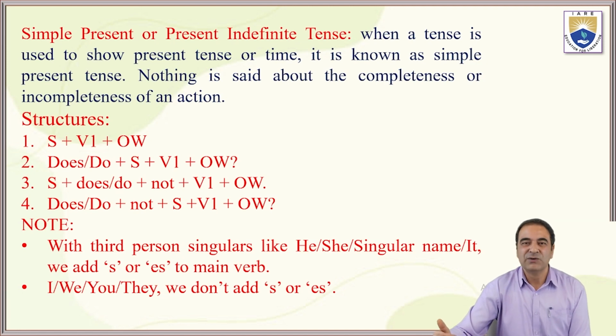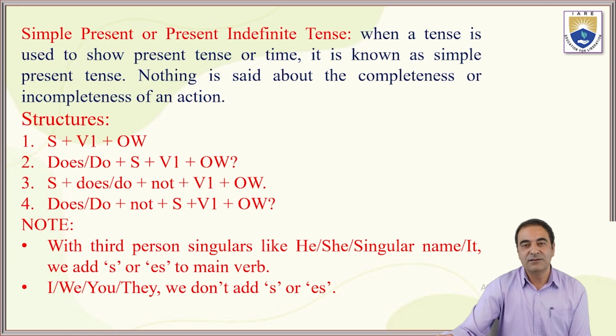That is, we don't know whether the action has just been completed in present or is continuous in present. We don't know from this tense. We know only one thing, that is time of an action is present. That's why nothing is said about the continuity of an action, or whether the action had just been completed. We don't know anything about it. We know only one thing, that is time of an action is present. Now we will come to this definition.